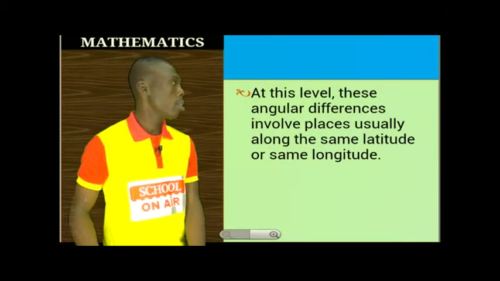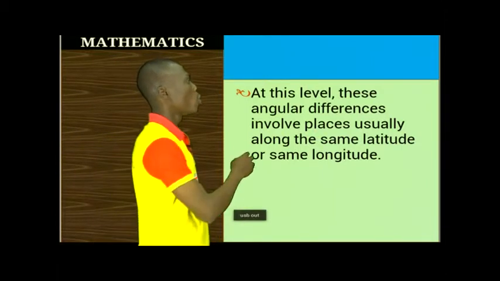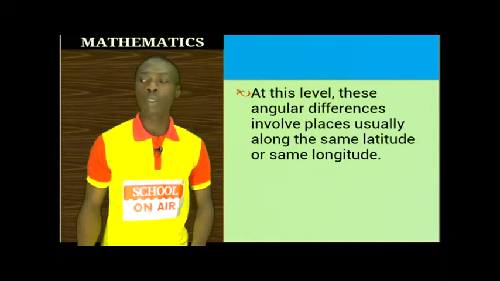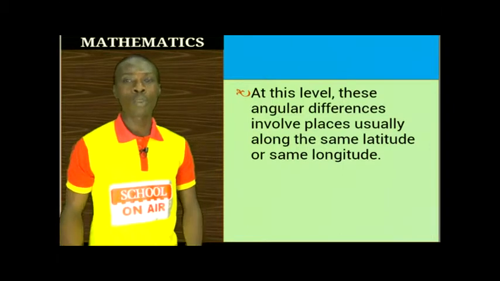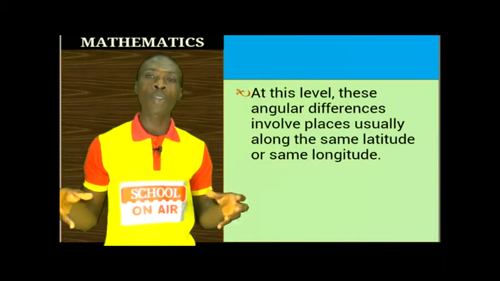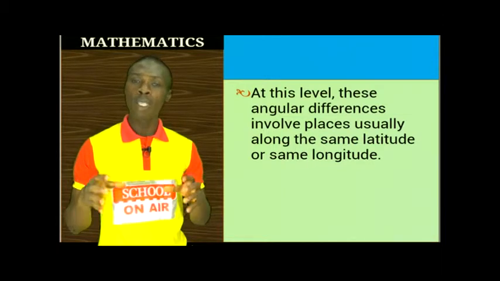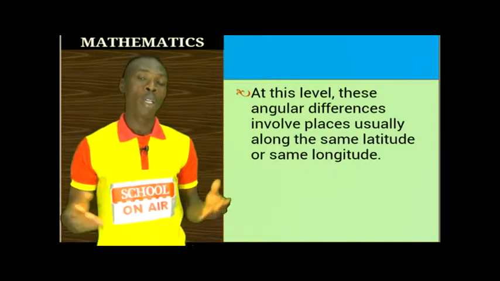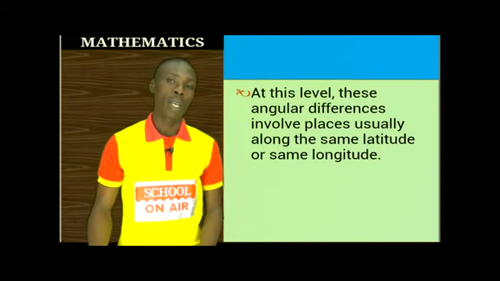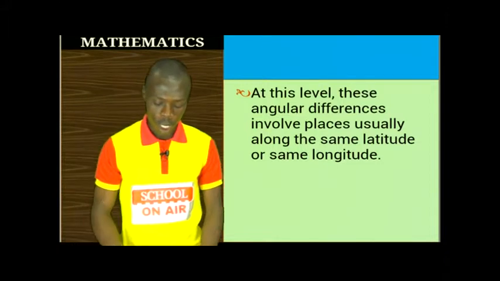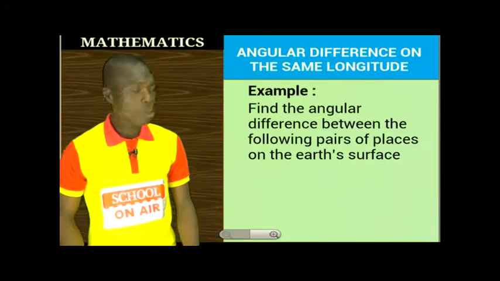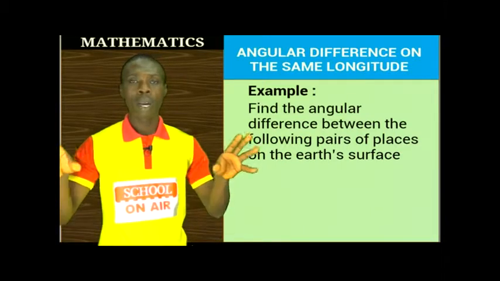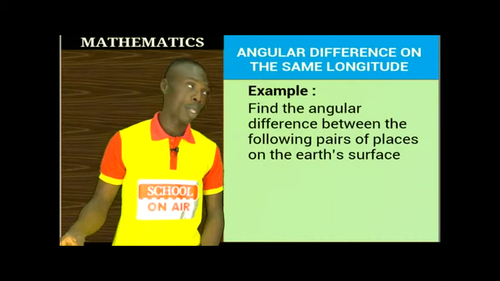At this level, we are going to be limited to angular differences involving places usually along the same longitude or along the same latitude. In other words, we will be finding angular differences between places that either have the same latitude and different longitudes, or different latitudes and the same longitude. That's what we are going to be looking at today. All right, we're going to take a look at an example. By the time we take some examples, we will see how this can be illustrated and done.